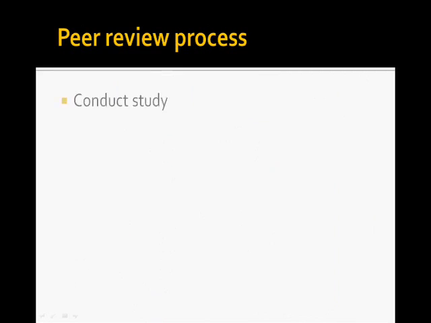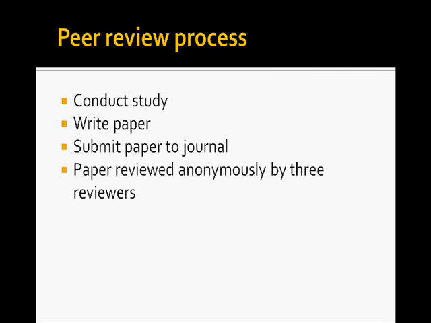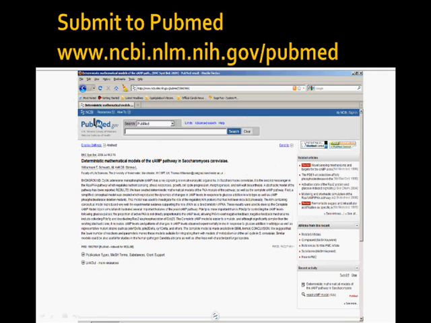You start off by conducting a study, and you write a paper where you explain your hypotheses, theories, etc. And you then submit that paper to a journal. And if they like it enough, your paper will get reviewed anonymously by 3 reviewers. And then it can go backwards and forwards between the reviewers and yourself. And that can take many months before your paper is accepted eventually. So when you have a paper accepted to a respected scientific journal, it'll end up in a database called PubMed.